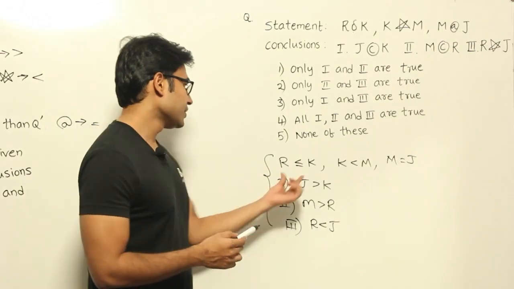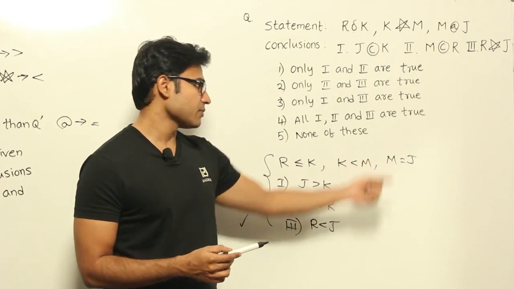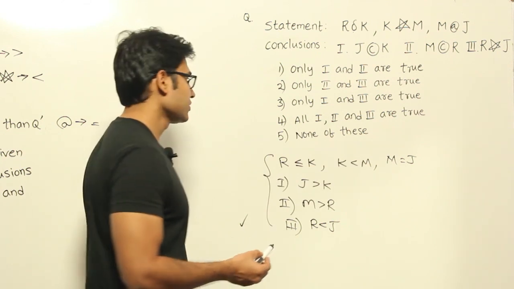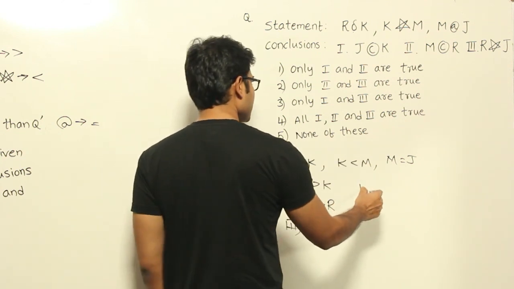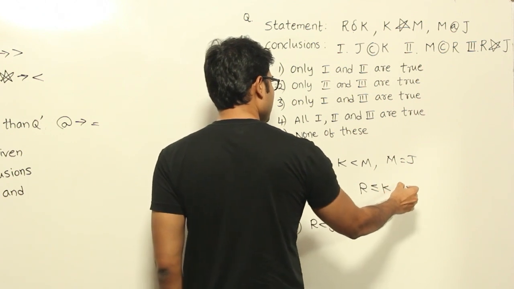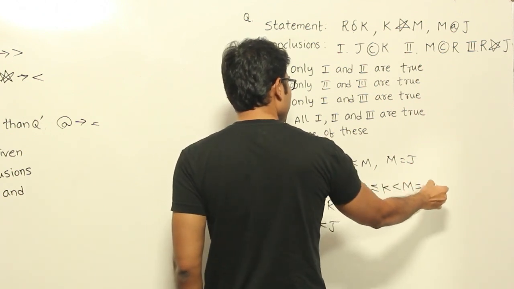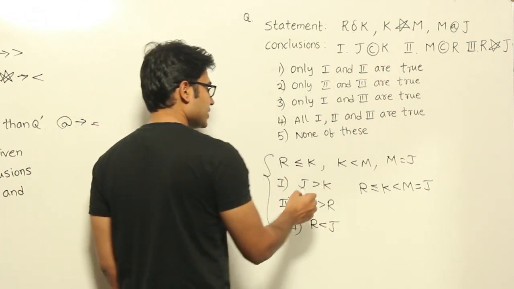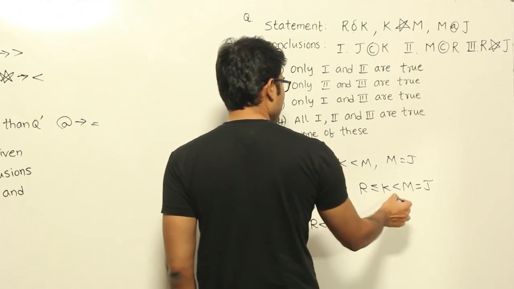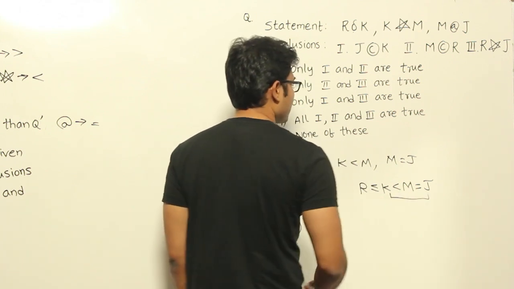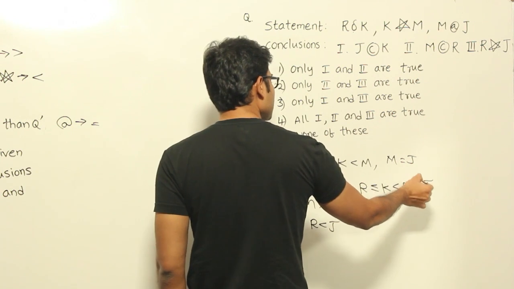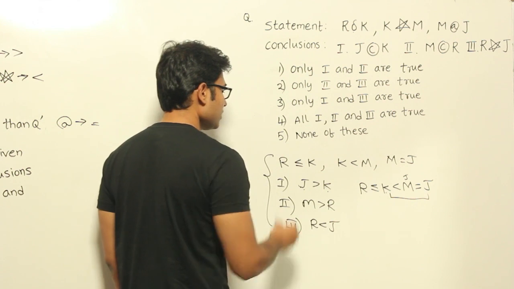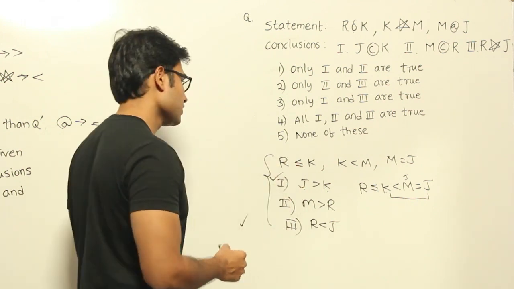Now let's see this. R is less than or equal to K, K is less than M, and M is equal to J. So it is directly in a format where we can combine all these three. If we combine them, we get R is less than or equal to K is less than M is equal to J. Now using this you can easily derive everything. They are asking us the relationship between J and K. M and J are equal, therefore you can directly write J here. So K is less than J, yes, J is greater than K. This conclusion follows.